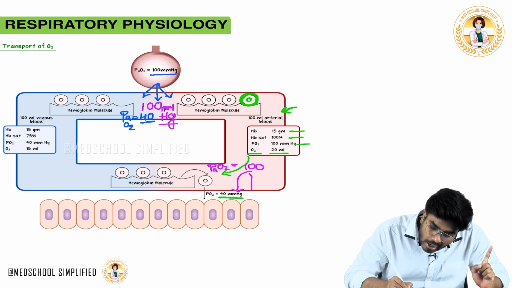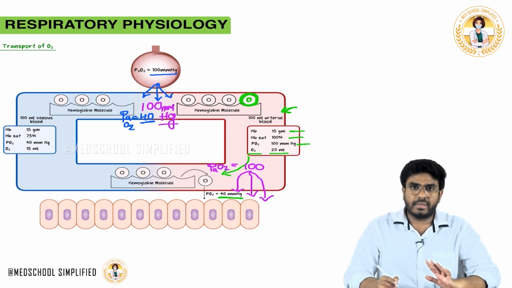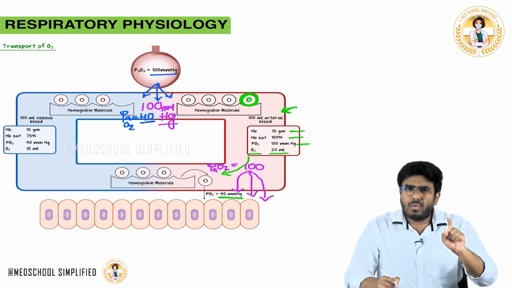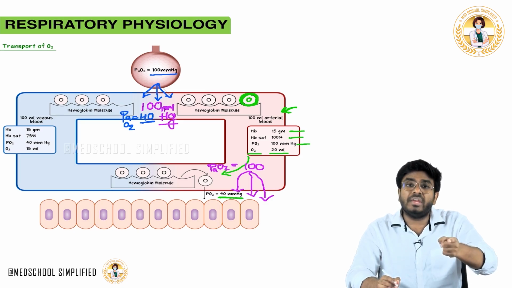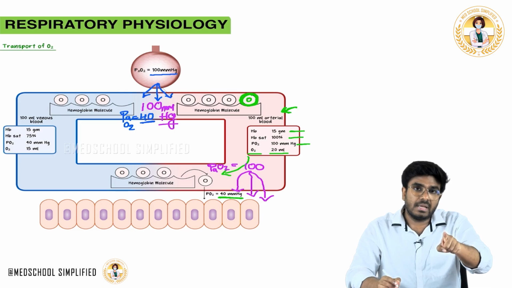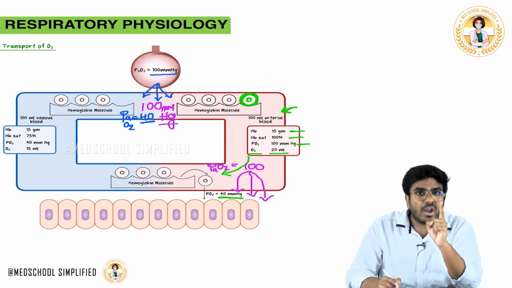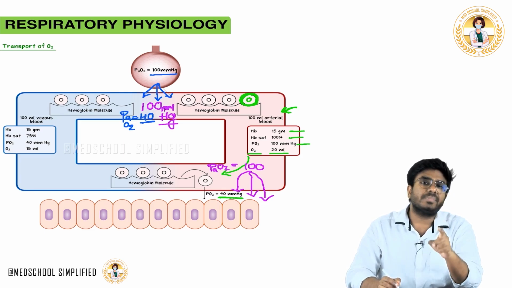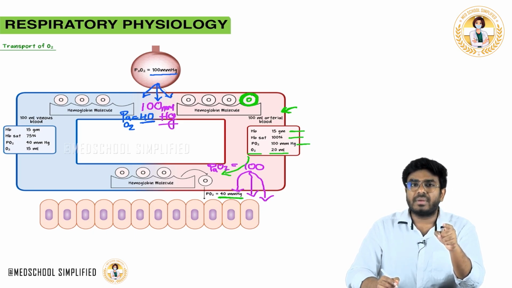Now first the dissolved oxygen, remember guys, the dissolved oxygen will enter into the tissues. Now as the oxygen is moving into the tissues, what happens to the partial pressure inside the blood vessel? The partial pressure will decrease. Now at the level of tissues, the partial pressure of oxygen is getting decreased. When partial pressure of oxygen is getting decreased, what happens?